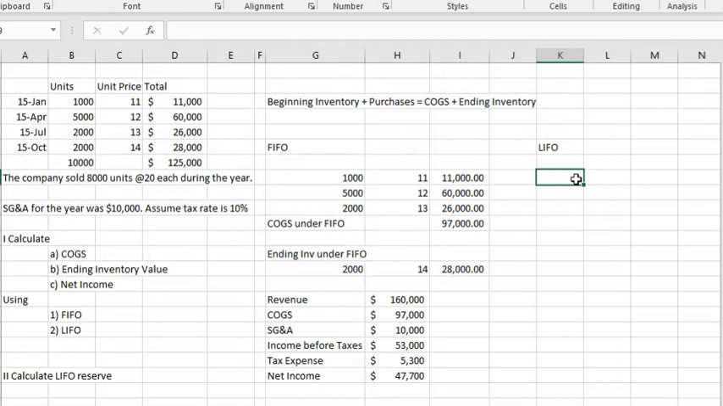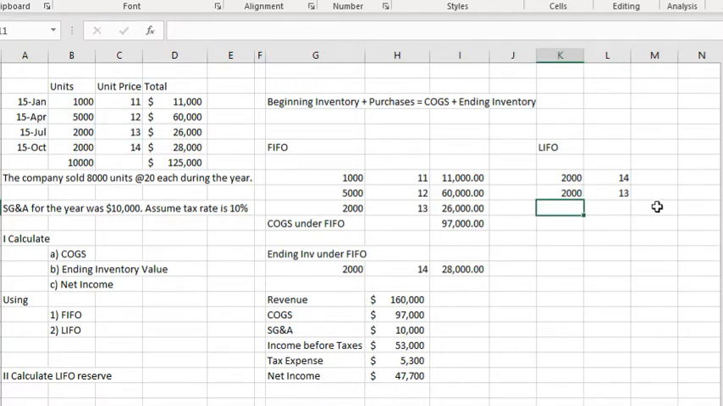So LIFO is last in first out, so we are selling 8,000 units, so we are going to go from bottom to top. The first thing that we are selling is these 2,000 units at $14 per unit. Then we are going to sell another 2,000 units from this part at $13.